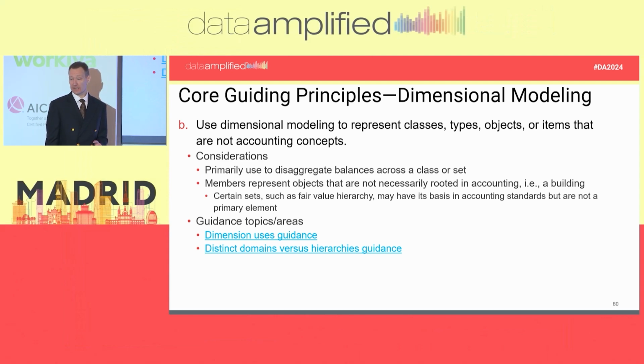And so existing guidance documents that we have on our website: we have our dimension uses guide, which gets into the idea of when to use dimensions for disaggregation. And then we do have a couple other nuanced ways, and that document describes it. And then a different document that gets into distinct domains versus hierarchies. So when you should build a hierarchy versus when we should use discrete dimensions for that information.